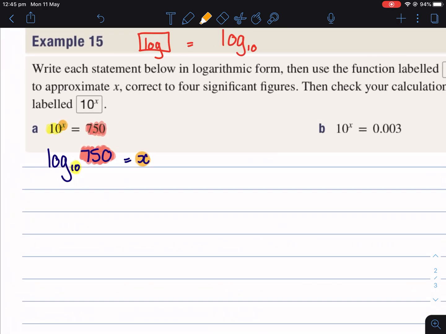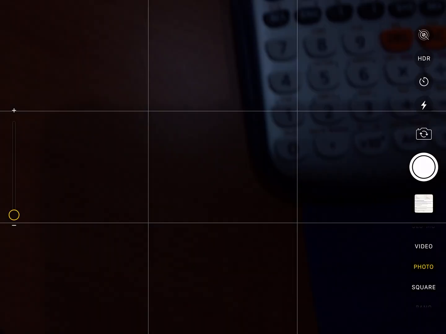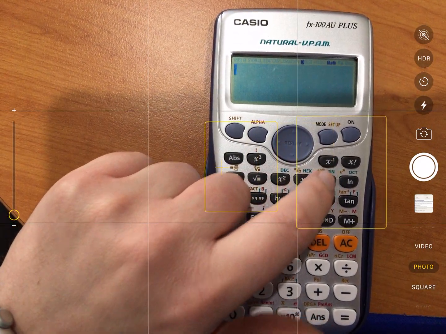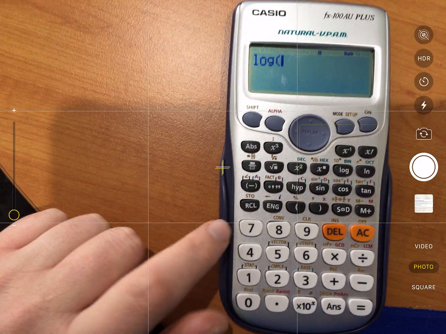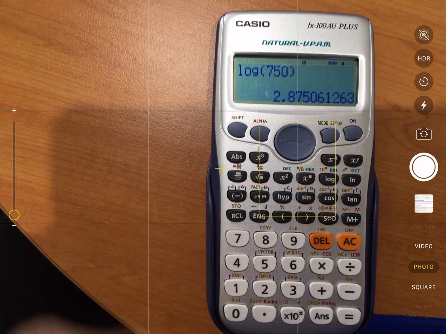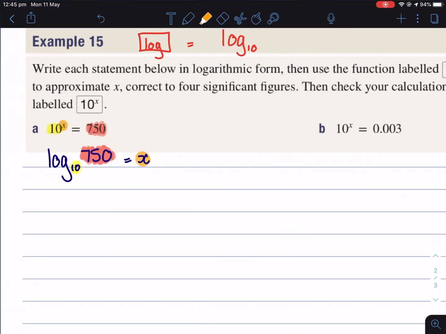In the calculator, you do it like this. You're going to do, see this log button? That's automatically log base 10. So it does the little 10 for you. 2.875-ish.